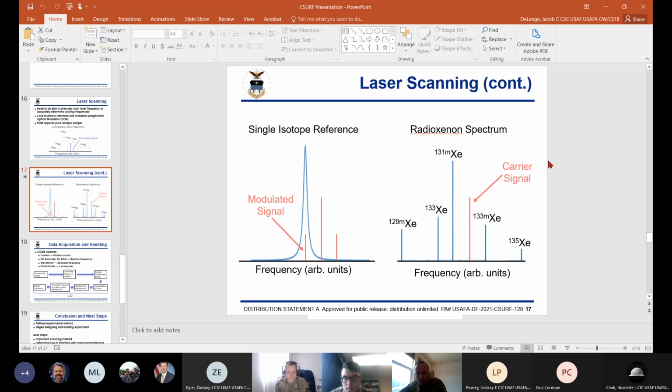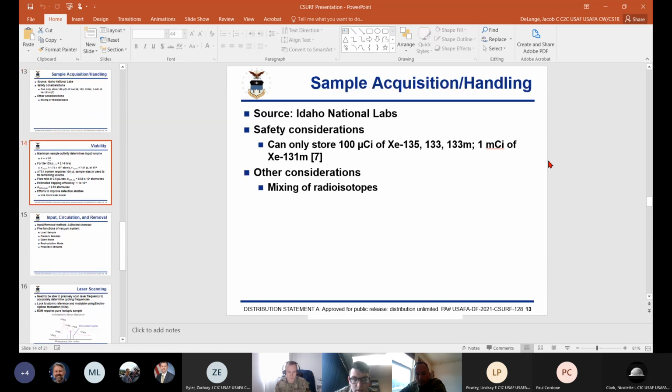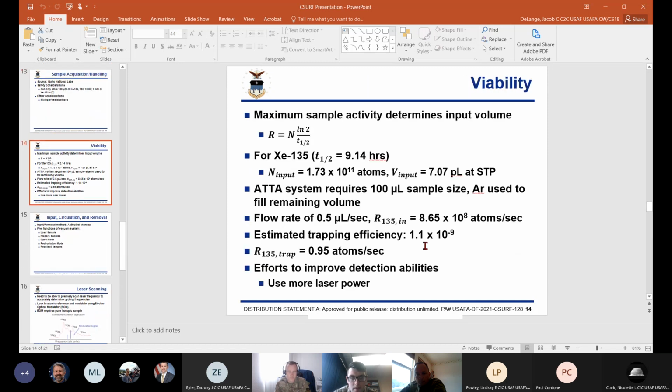You anticipate you'll be able to see a peak in the 135, for instance? We do, yeah. Like I was saying, if I go back here, that 1 atom that's trapped at a time will fluoresce thousands or even millions of times per second. So that's thousands or millions of photons, and that's what we'll actually be counting. Okay. And so that will correspond. It won't be a large spike, but it'll be large enough that it'll stick out above that background level.